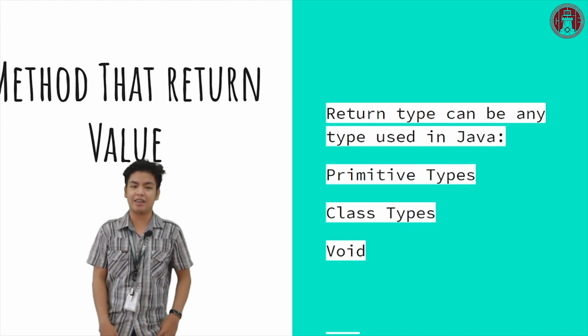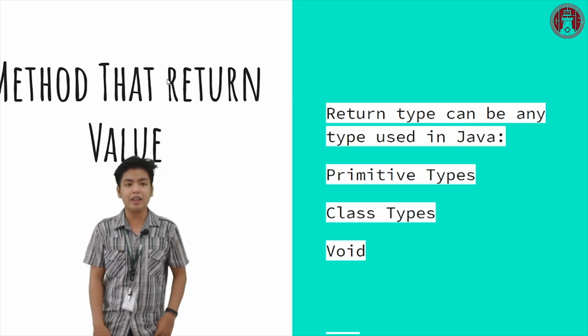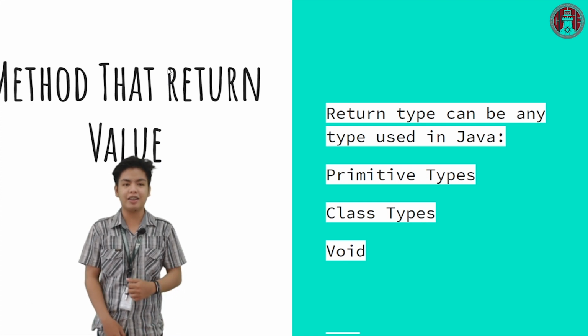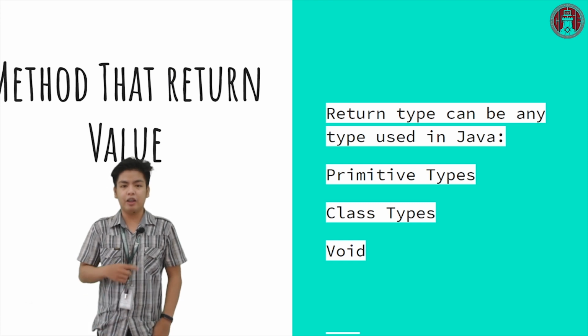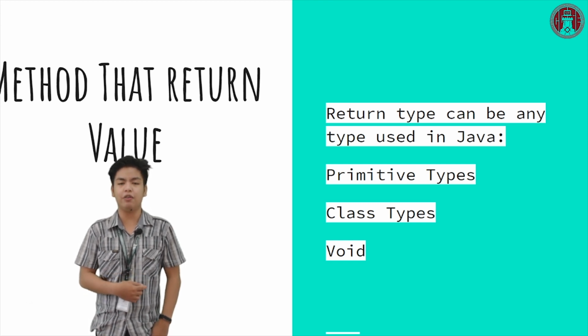Another one is your class type. This is used for advanced method declaration that returns a class. And lastly, the void return type. The void returns nothing by default.